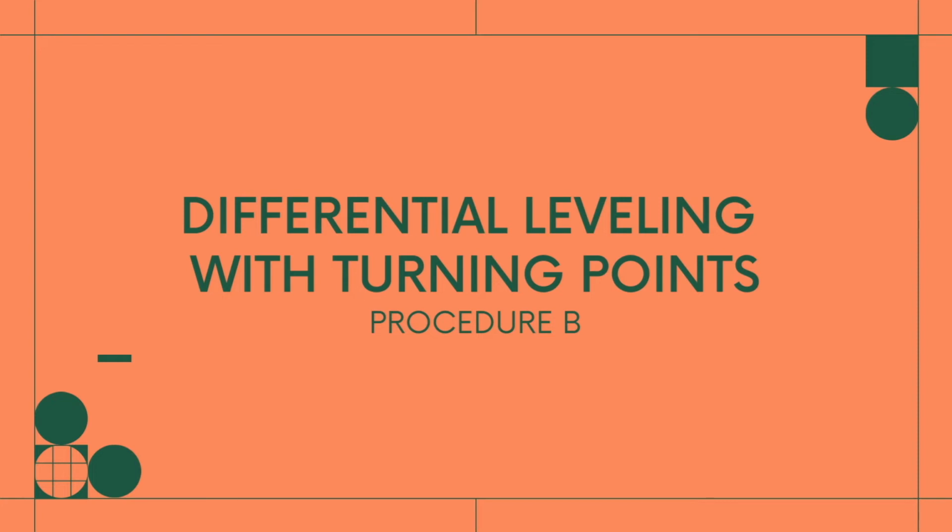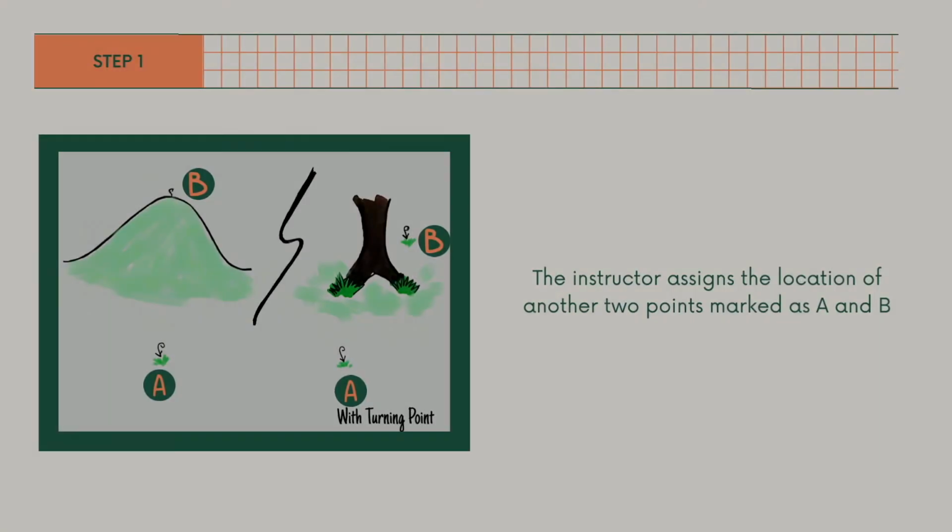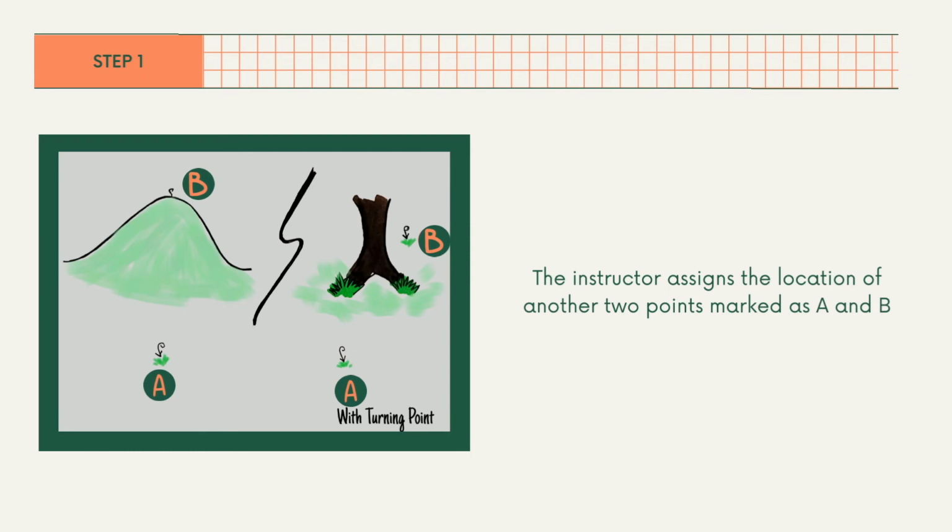Benchmarks are either points of established elevations or just reference points with assigned elevation, while turning points are intermediate points between your benchmarks which provide a temporary point of known elevation for a circuit between two benchmarks, and are used when the second benchmark can't be viewed by the precise level. The instructor assigns the location of another 2 points marked as A and B.